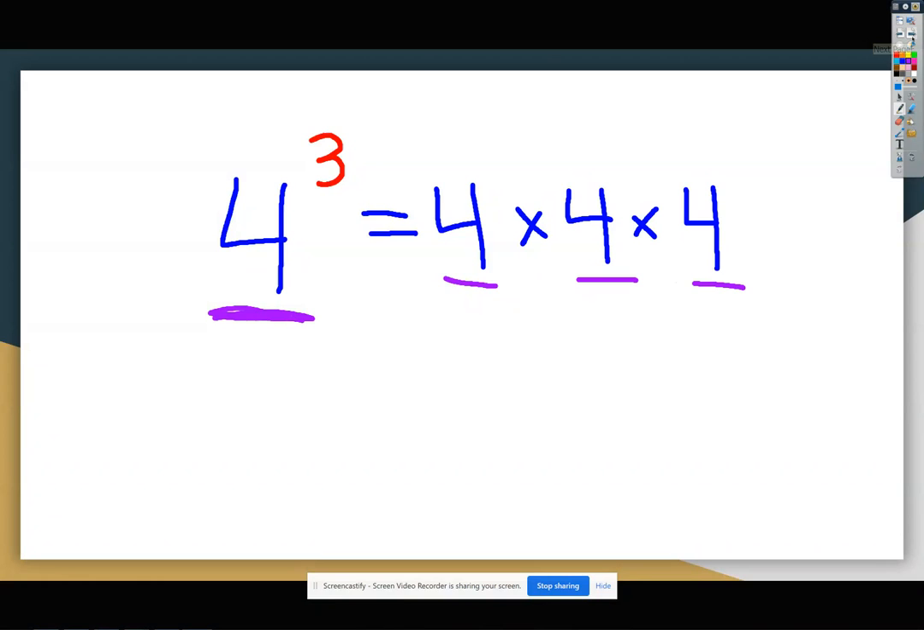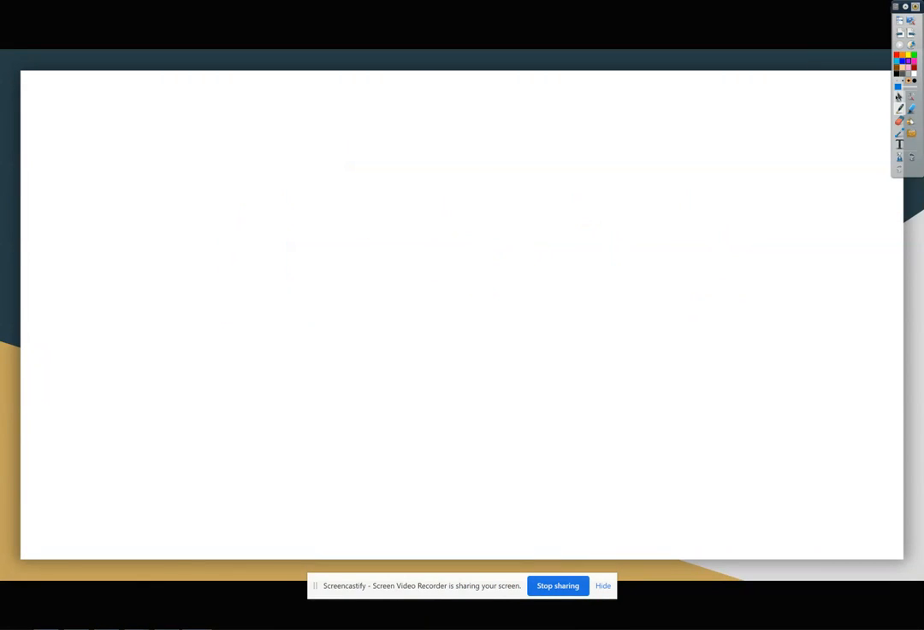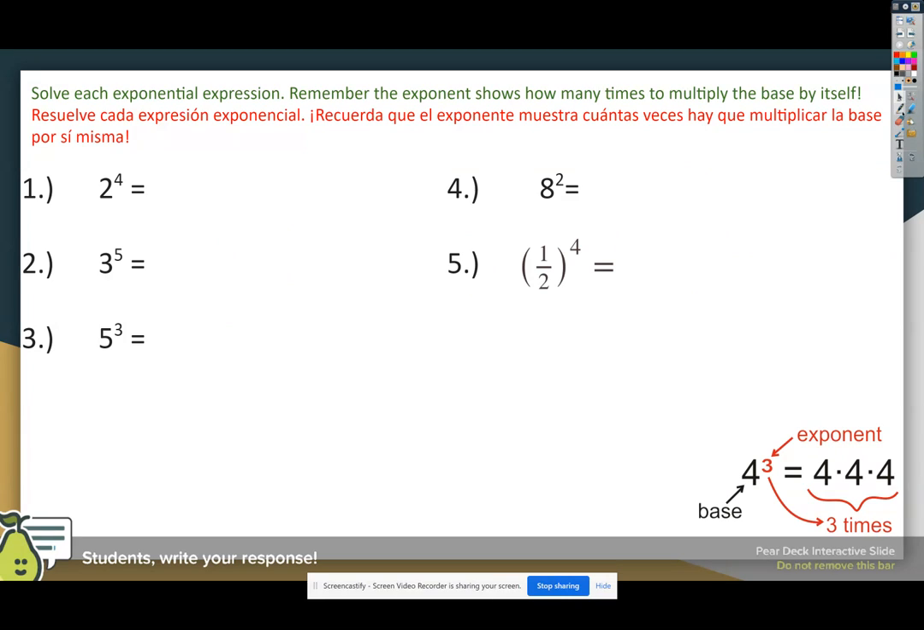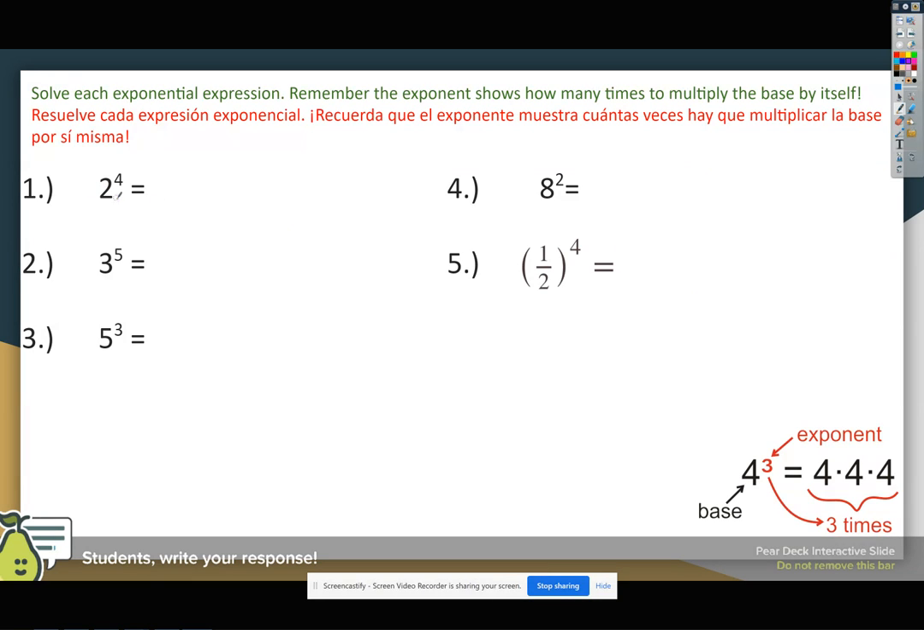So let me go over one more example because you're going to have to do this on the next slide. I can help you do the first one. The first one says solve 2 to the fourth power. Remember the base is 2 and the exponent is 4. So 2 to the fourth power, it'd be repeated multiplication. It's not 2 times 4, but it's 2 times 2 times 2 times 2. And if you put that in your calculator, you will get 16.